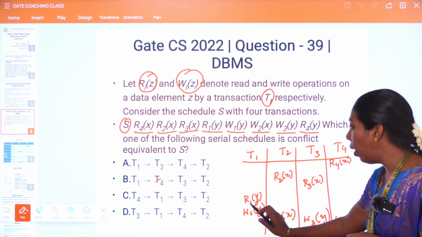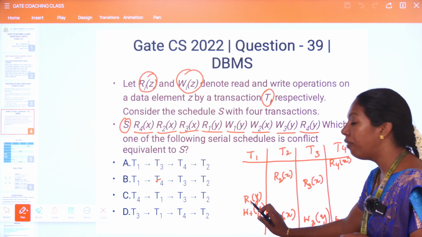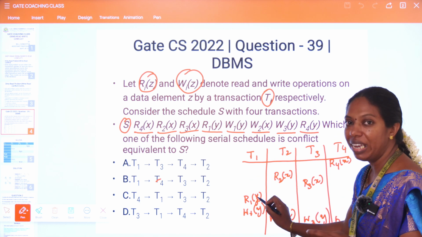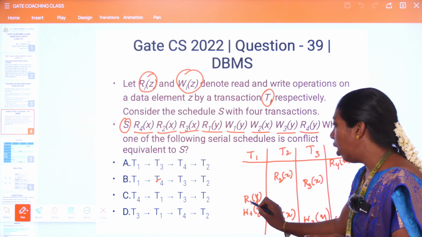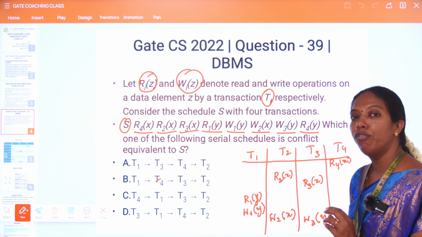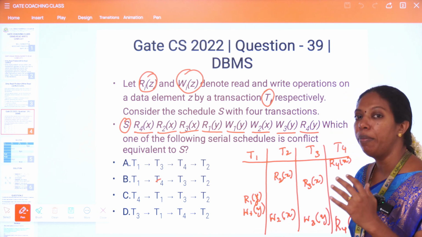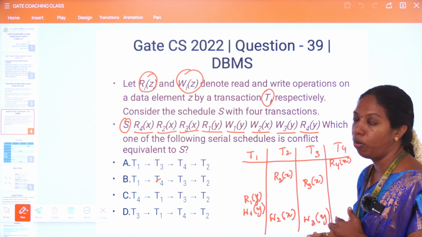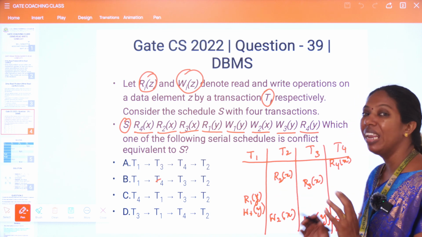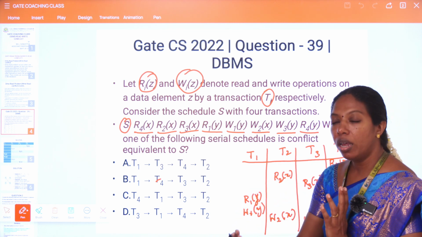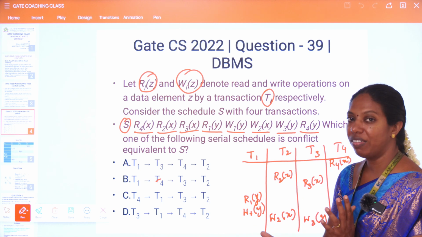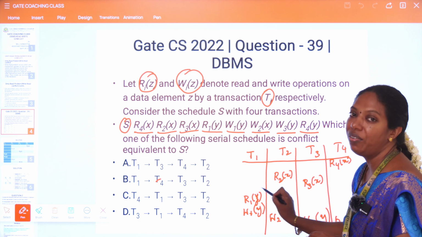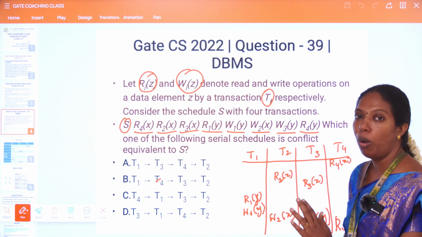Here R1 of Y, and you have to find out where the read or write with Y is. So R1 of Y and W1 of Y perform their read operation and write operation in the same transaction. So here there is no conflict because it performs its read operation and immediately the write operation. So you have to find out where there should be a connection, a relationship between the different transactions. So you have to find out where the Y item is available in the different transactions, so that they only perform their operation on the same thing.